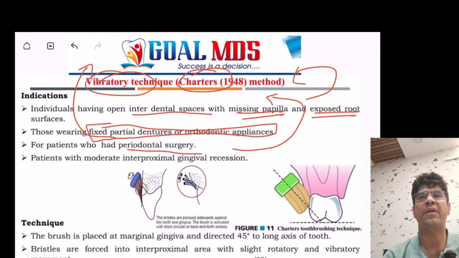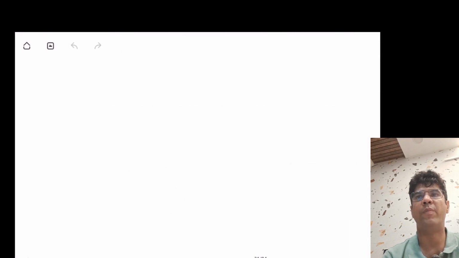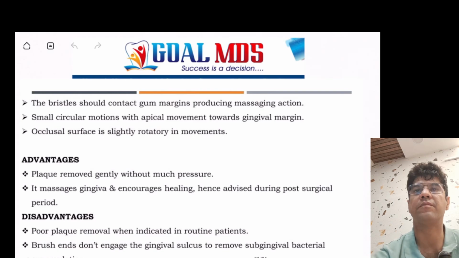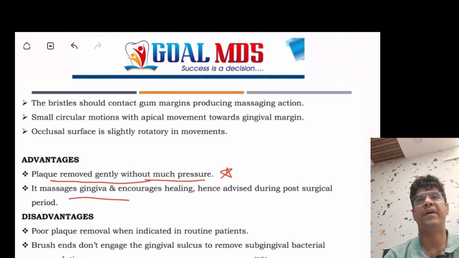Patients who have had periodontal surgery, the Charter technique is indicated in them. Patients with moderate interproximal gingival recession, again the Charter technique is indicated. Similarly, the brush is placed at 45 degrees to the long axis of the tooth. The bristles are moved into the interproximal surfaces with slight rotatory and vibratory movement. This technique has the advantage that plaque is removed gently without much pressure.